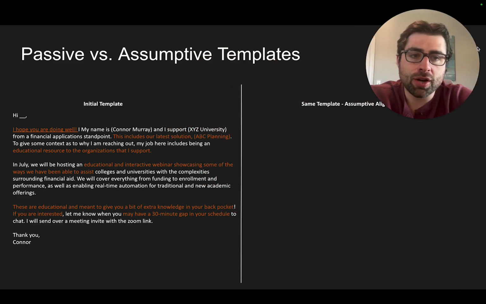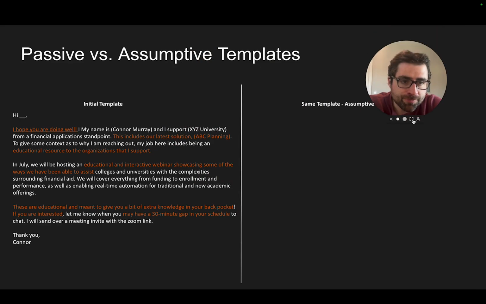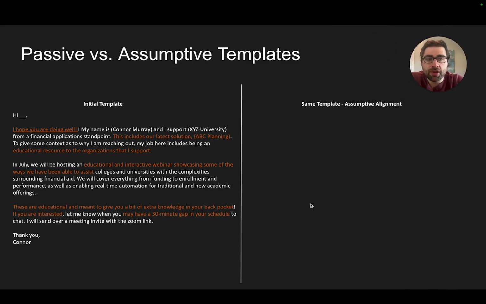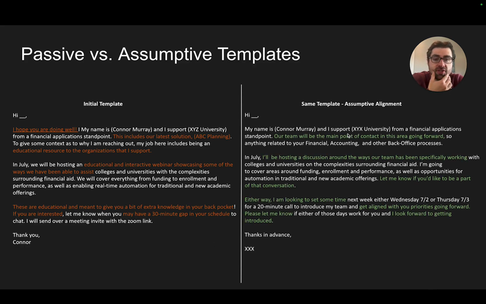So on this side, let me get my head out of the way here, I want to show how you can take the same template. And I'm not saying this is a template I would use. I'm saying just taking this template and replacing it with stronger, more assumptive language. Look at the difference. This, in my opinion, will get a lot more responses, even though it's still not a perfect template.